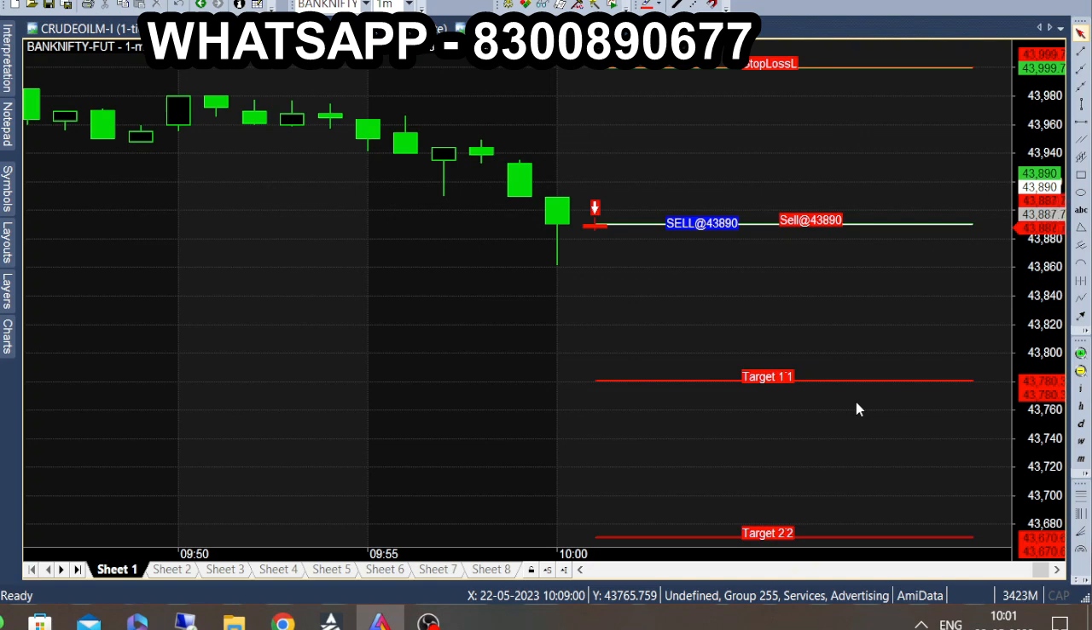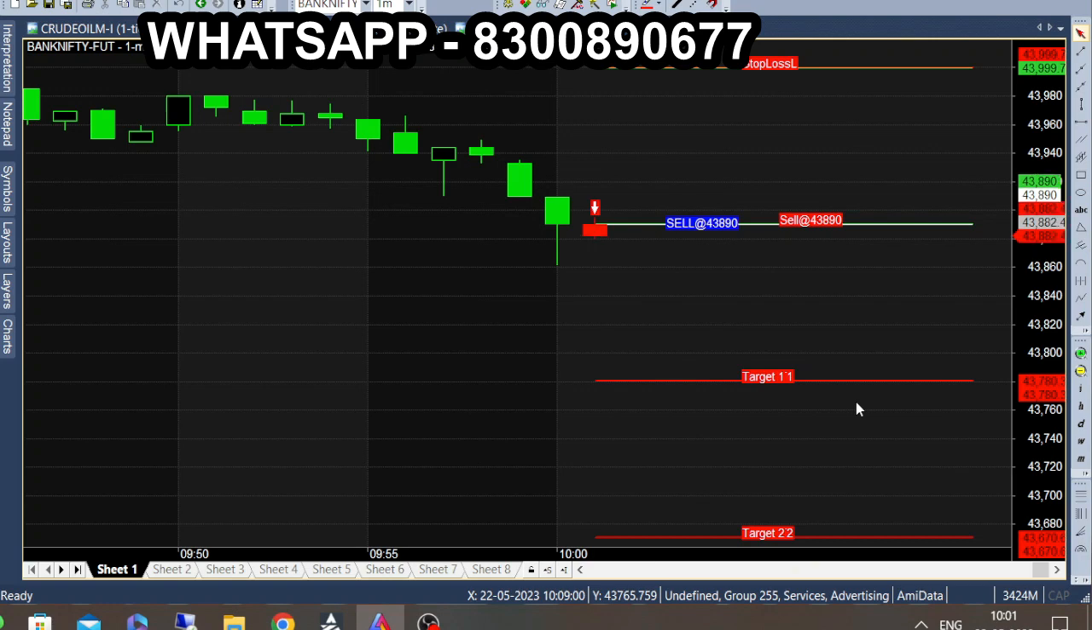That straight white line from the red color candle is our entry point line. Sell at 43,890, that is our entry point line. Below are our first target and second target lines, and the line above is the stop loss line. First target is more than a 100-point target, second target is more than a 200-point target. Like this every day, this chart will automatically analyze and generate calls in the live market.